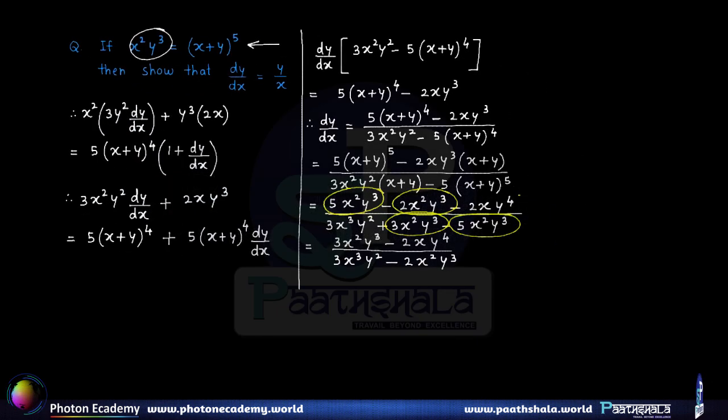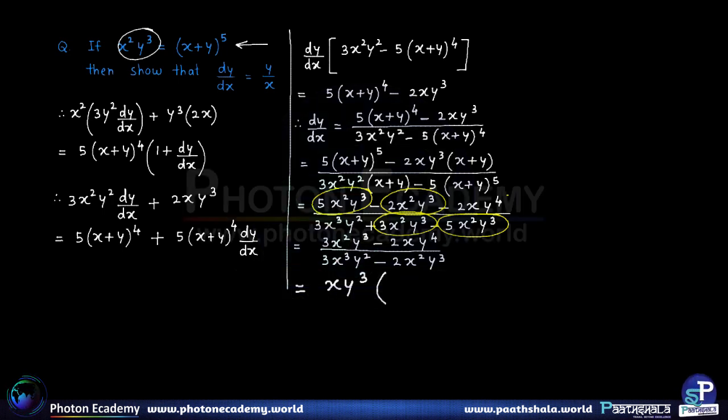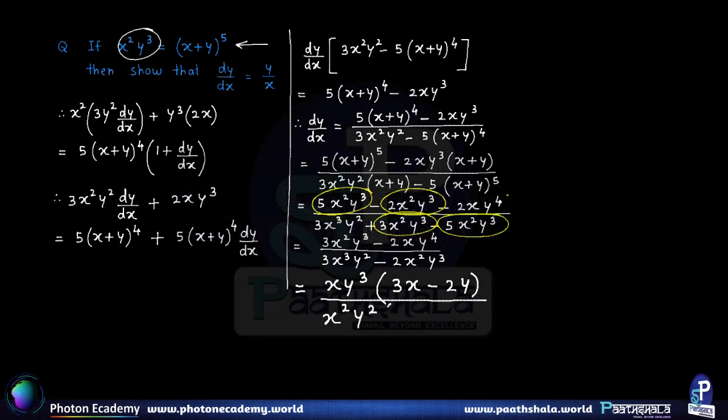Now let us simplify that further. Now we take xy³ common from the numerator, so we will be left with (3x minus 2y), whole divided by, in the denominator we can take x² and y² as common, so in the bracket we'll once again be left with (3x minus 2y), right?